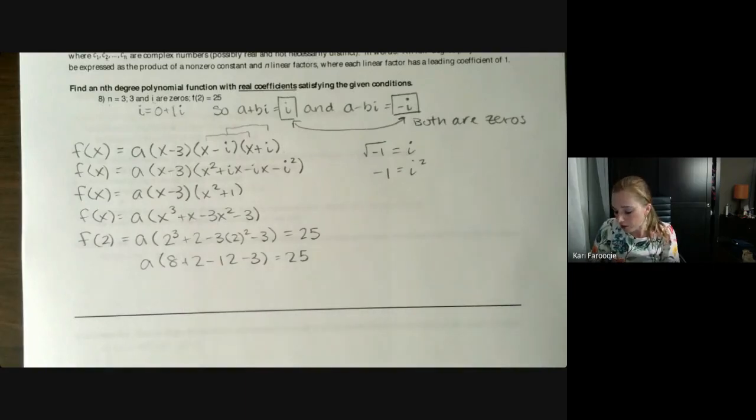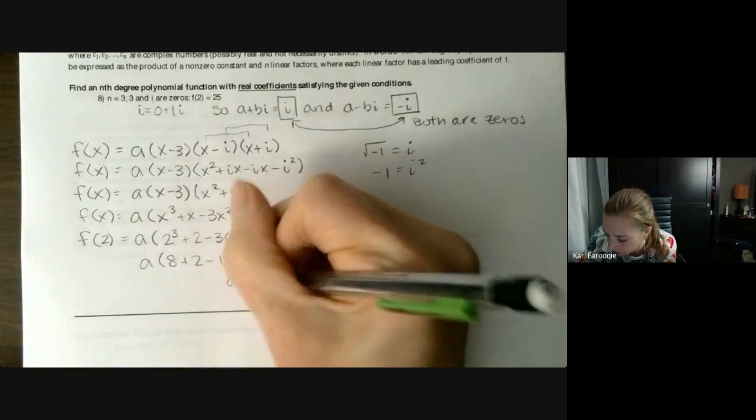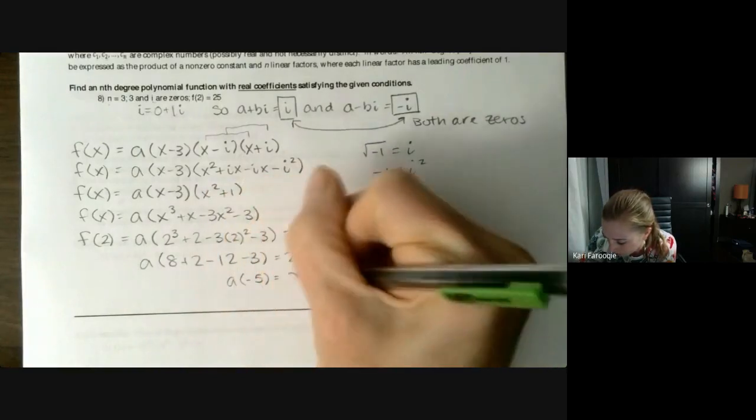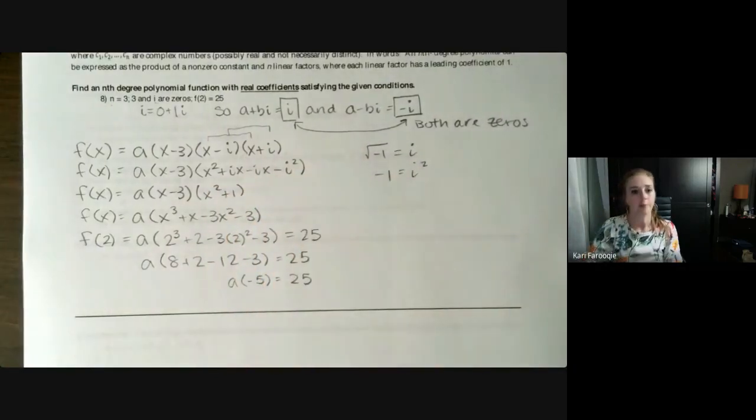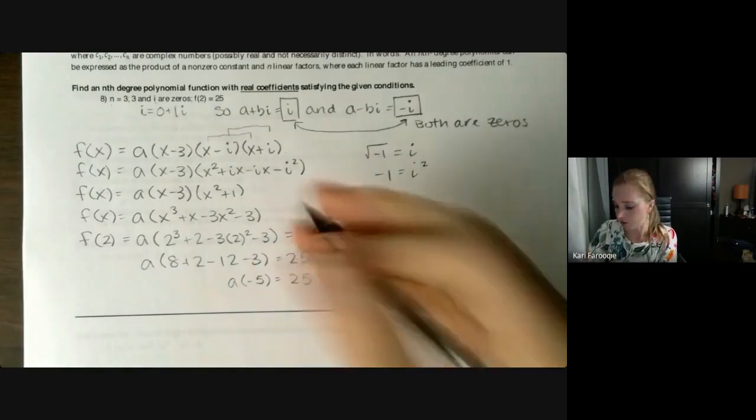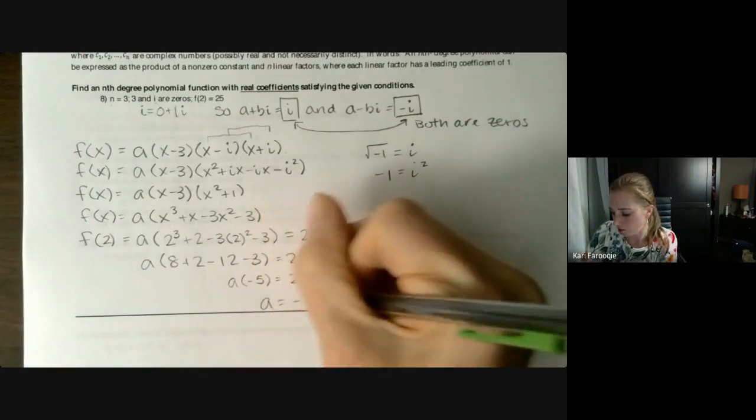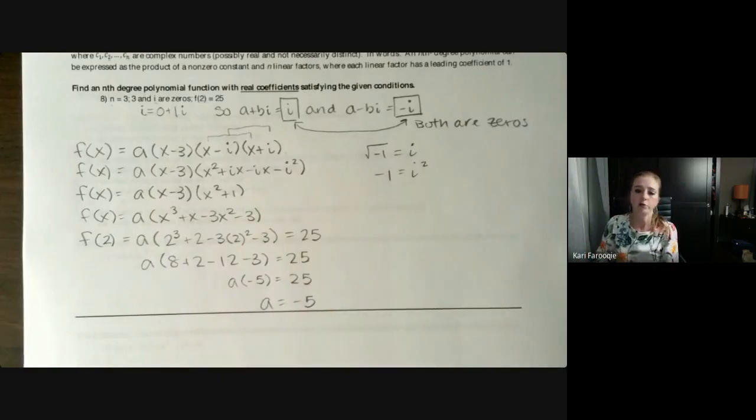10 minus 15 is -5. And then you have a equals -5 when you divide both sides by -5. Now you're not done yet. We're still going to have to put this back into our expression. But does anybody have a question about how we solve for a?